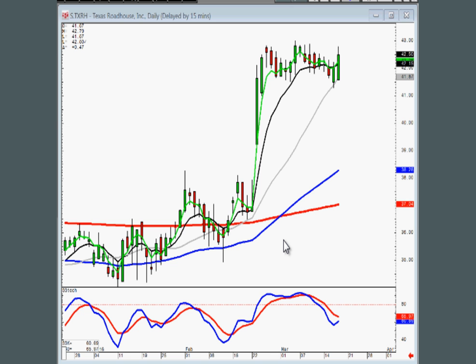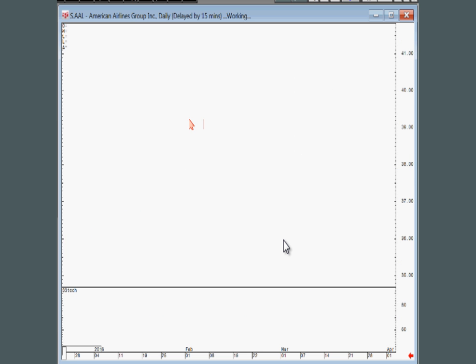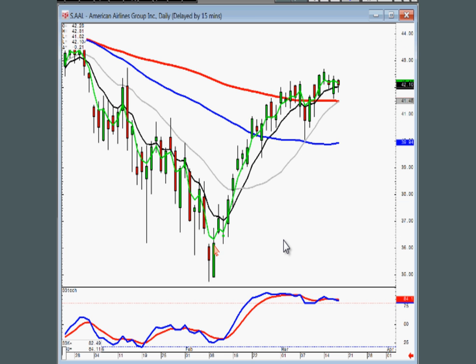Yeah, stochastics, if they're above this 80 line, they're overbought. If they're below 20, and maybe 20 is not on there, they're in the oversold condition. American Airlines, there was your big bullish engulfing signal after a hammer signal. Stochastics down here. Right now, all you can do is stay long, as long as it stays above the T line.